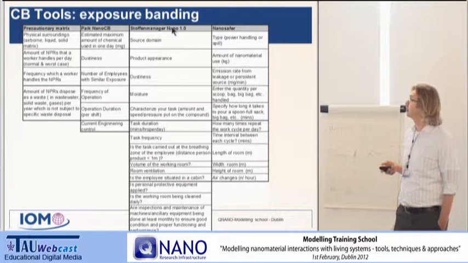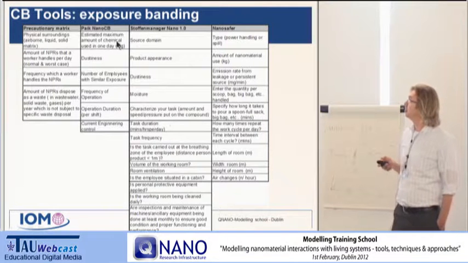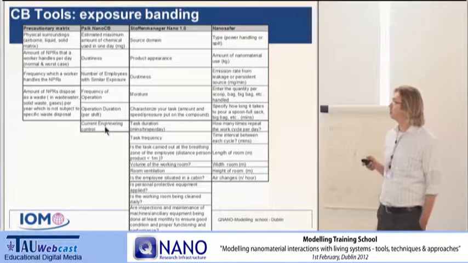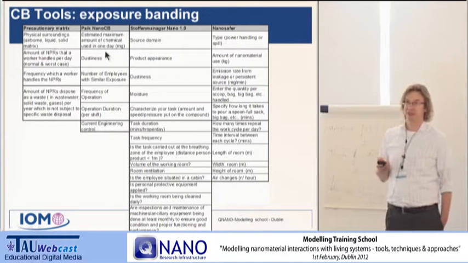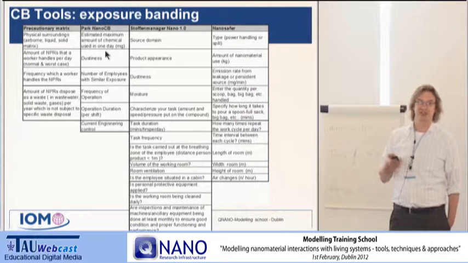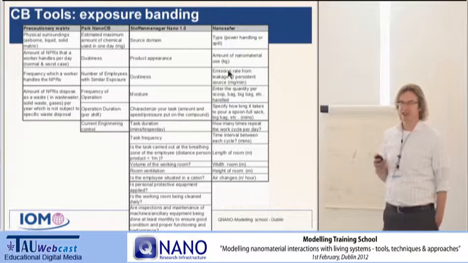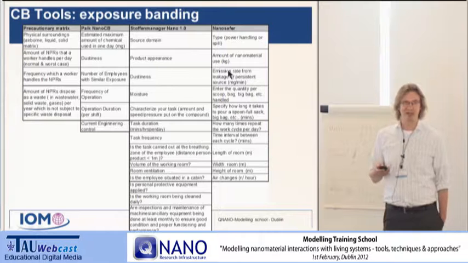So it's very limited, and that's the most extensive. If you look at this one, it's basically the dustiness, the amount, the frequency, and the duration, and something about control. That's the information that's necessary to run that model. And NanoSafer is a little bit in between Stoffer Manager and the others. So they're really simple tools.